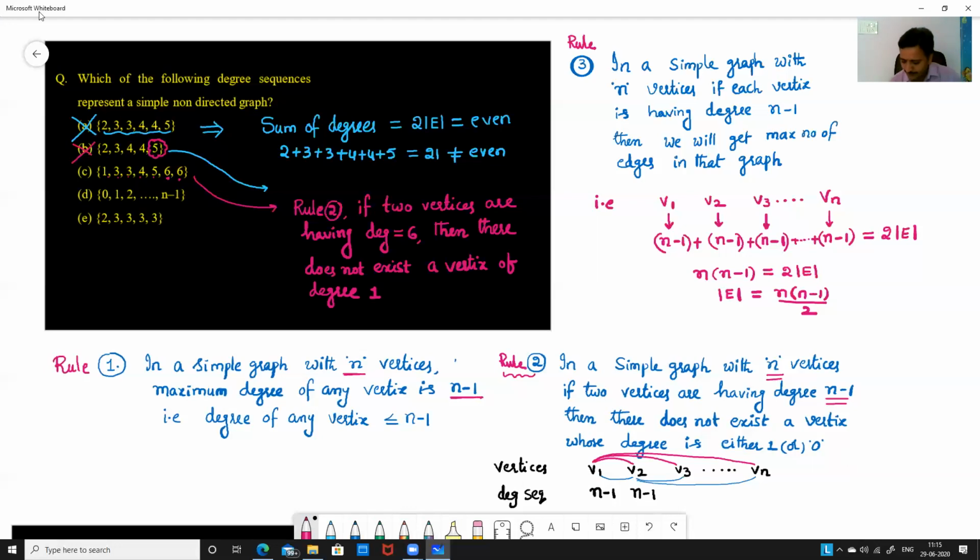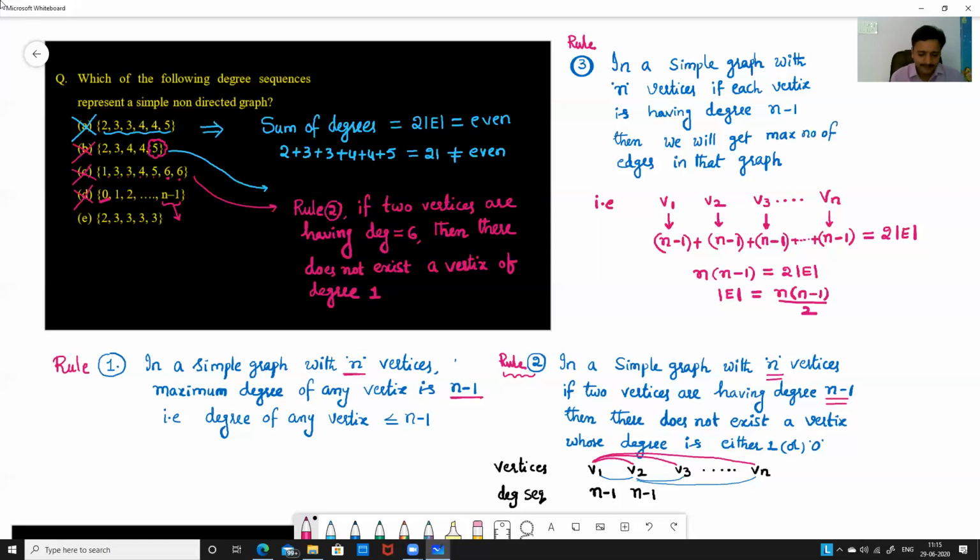So it is the same as rule number 2 only. See, there is a vertex which is having degree n minus 1. If one vertex is having degree n minus 1, it means it is connected to the remaining n minus 1 vertices. Then how is it possible to get degree 0? Is it possible? No. So it is also not possible. Repeating, if I find a vertex whose degree is n minus 1, it is connected to all other vertices. Then I cannot find a vertex whose degree is 0. Therefore, I can eliminate it.